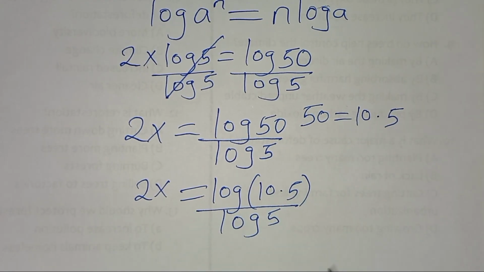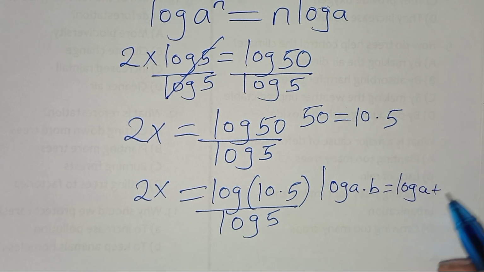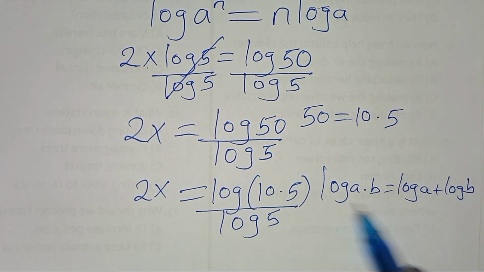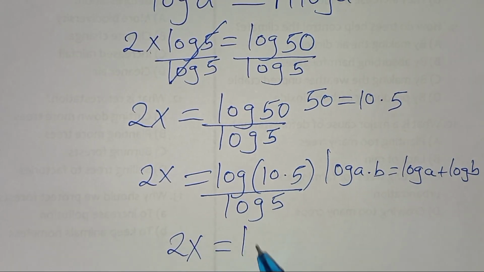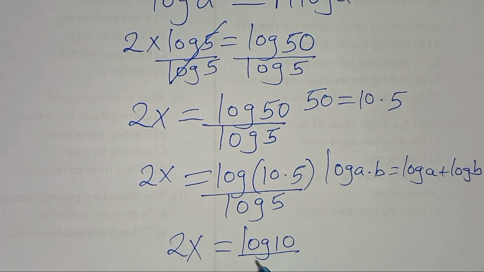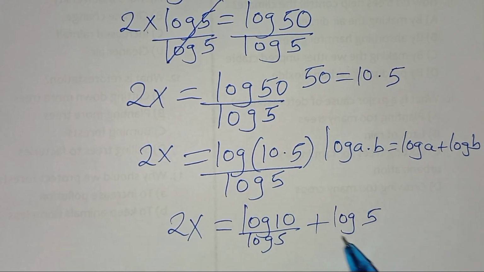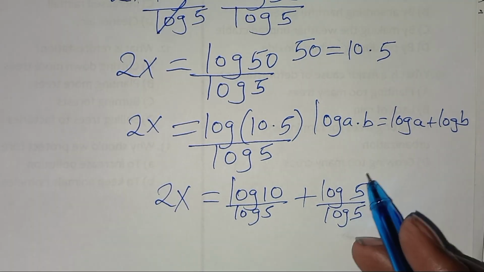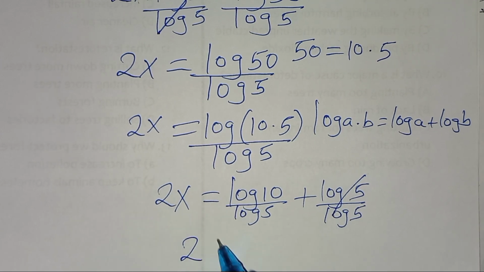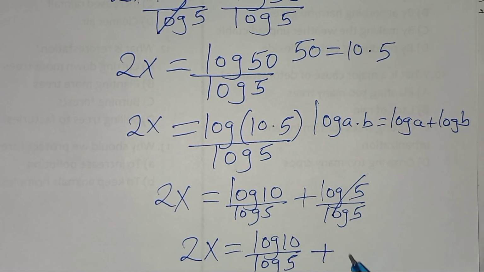So log 10 times 5 is in the form of log a times b, which we can express as log a plus log b. Now applying this logarithm property, it follows that we'll have 2x equal to log 10 divided by log 5 plus log 5 divided by log 5. So let's simplify here. Log 5 and log 5 simplify, so that we have 2x equal to log 10 divided by log 5 plus 1.